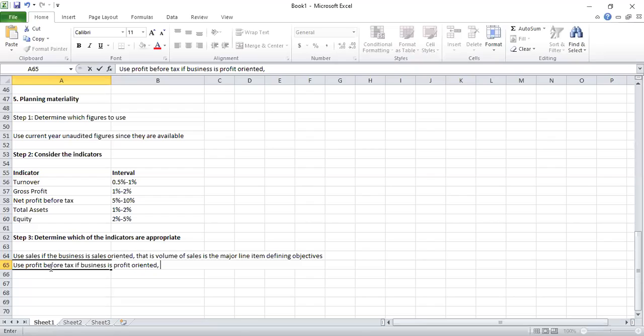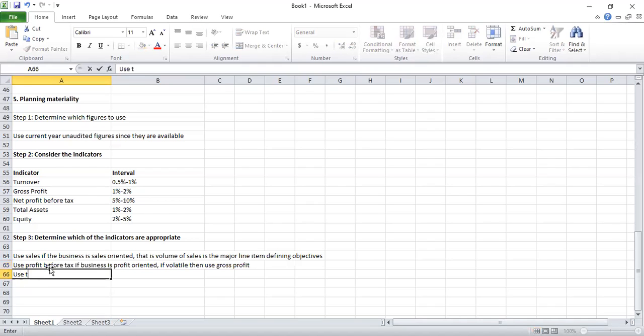Right. If volatile, then use gross profits. When we say it's volatile, that means it's drastically changing. That's when we can then go down and look at the gross profit.